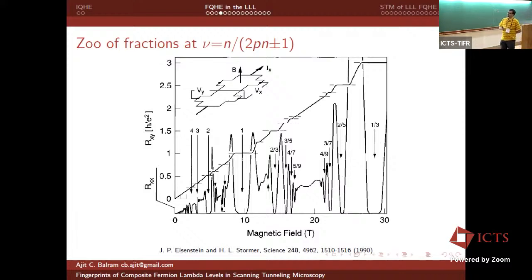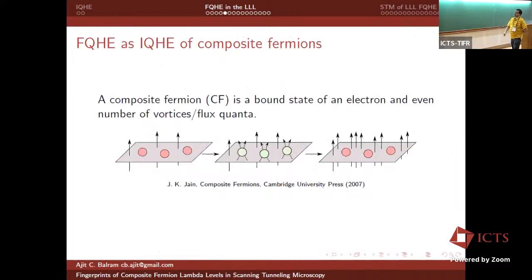Progress in this direction was made by Jain, who noticed the fact that I mentioned earlier, that phenomenologically the integer quantum Hall effect and fractional quantum Hall effect are very similar. You get a quantized Hall response and you get vanishing longitudinal resistance, so a gapped ground state. So he proposed that the fractional quantum Hall effect of electrons can be understood as the integer quantum Hall effect of certain emergent objects called composite fermions. A composite fermion by definition is a bound state of an electron and an even number of vortices.